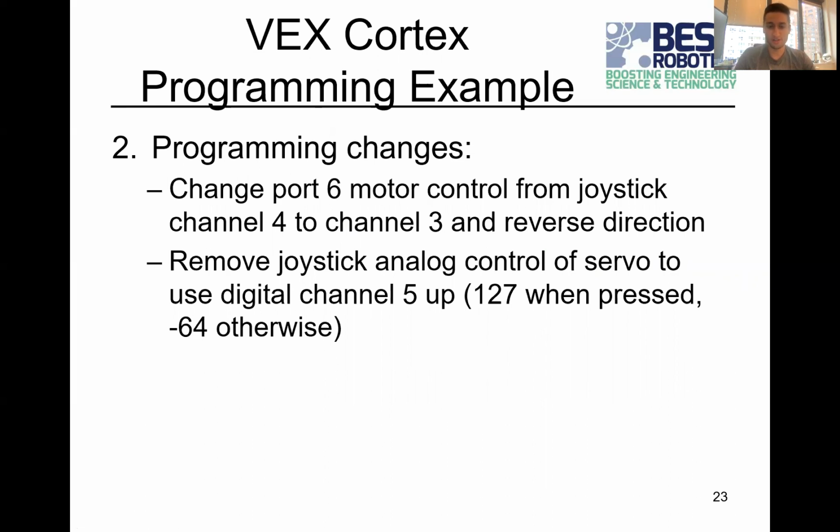So first of all, you want to change port 6's motor control from your joystick channel 4 to channel 3 and reverse its direction. And the second one is, let's say you want to remove your joystick's analog control of the servo, and you want to use digital channel 5 up. So you want it to be input of 127 when pressed and 64 otherwise. These are just small tweaks that you'll keep making to make it easier for your drivers.